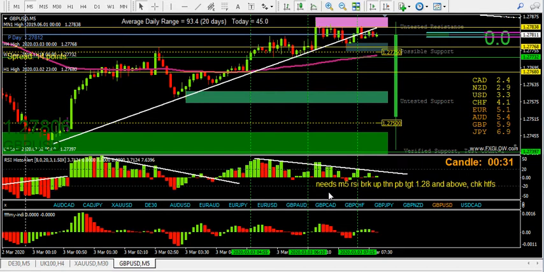Anyway, and then you've got all your lines on your charts that I've been showing you over the last couple of videos. So I'll explain this note here. What I'm saying to myself here is it needs an M5 RSI breakup, then a pullback before entering to a target of 128 and above.